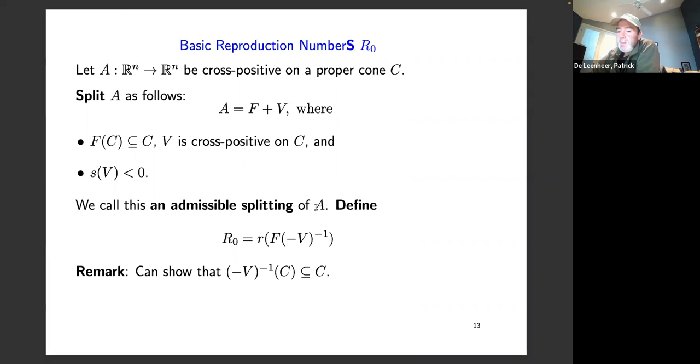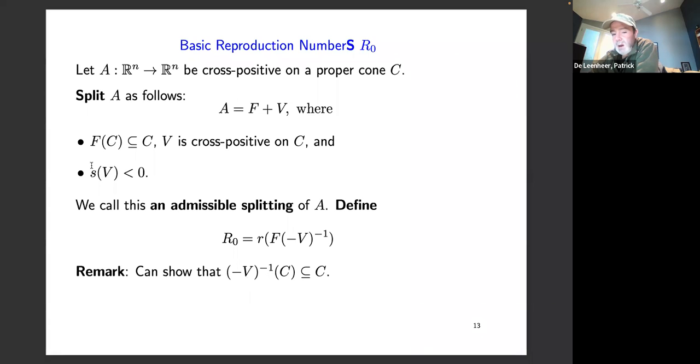Okay. Now, there may be many admissible splittings of any given A. I may do this in a variety of ways. We'll see quickly that that's indeed the case. Okay. Well, if I now look at the following spectral radius, I take F, which is the first term, and then I take the opposite of V, and I take the inverse of it. You may ask, does that exist? Well, yes, actually you can. You can actually show that it is preserving the cone. So it's an operator that maps the cone into itself.